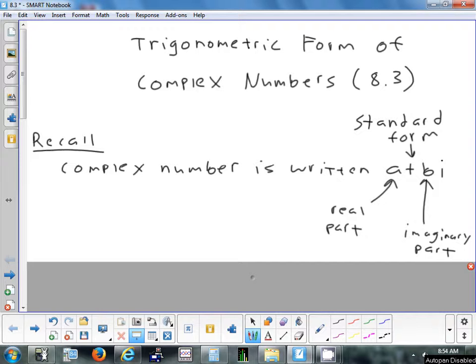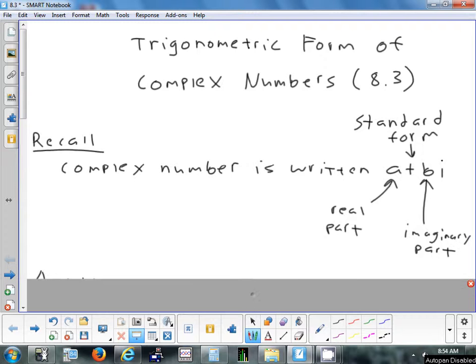Standard form is a plus bi. So you have a real part plus or minus an imaginary part. An example of a complex number is 2 plus 3i. Let's say 7 minus 4i. Even just a number like 6i.